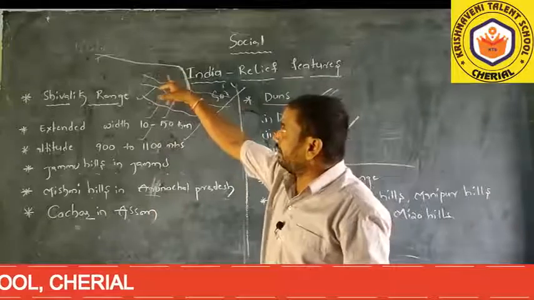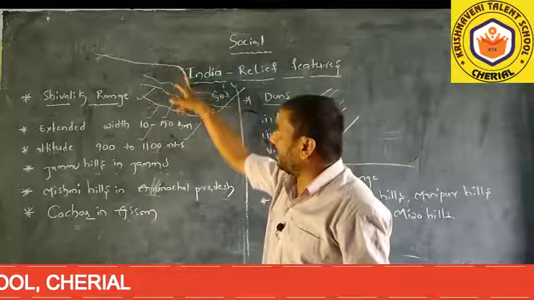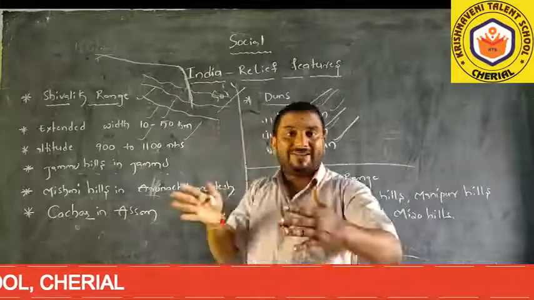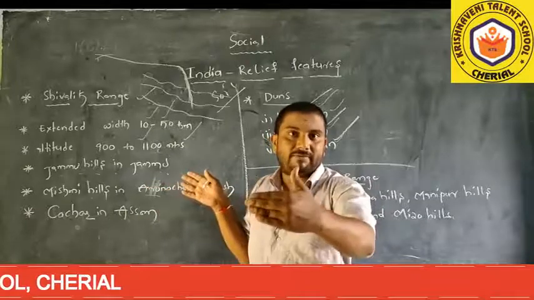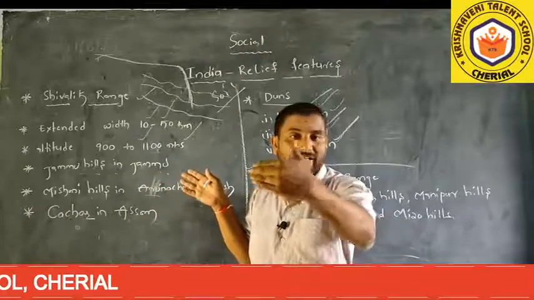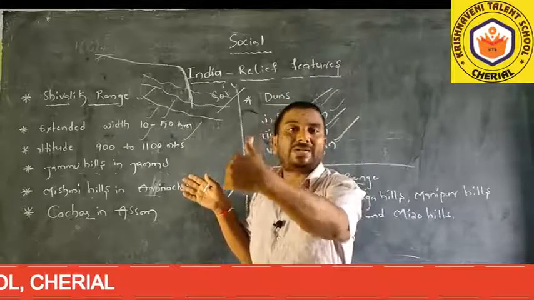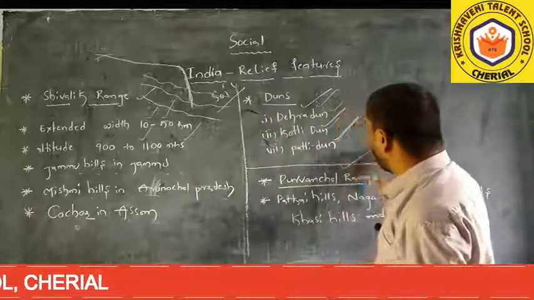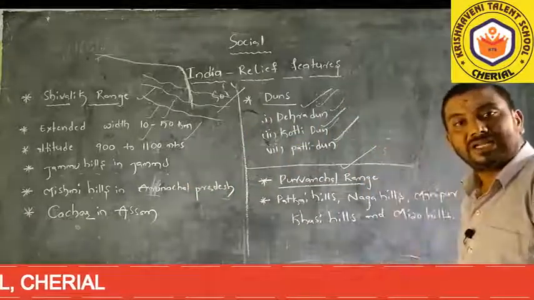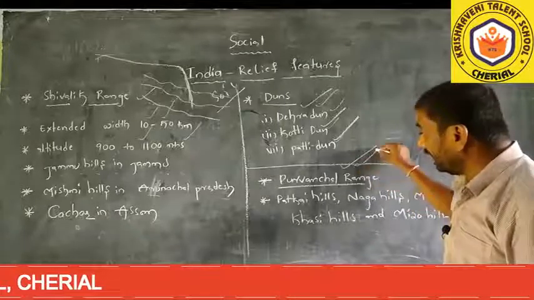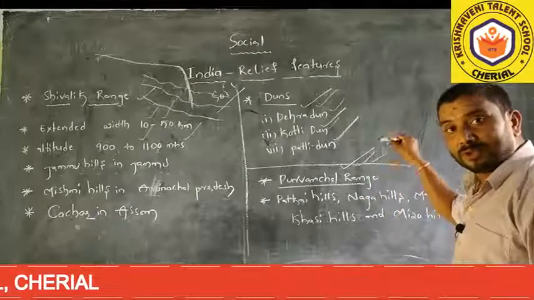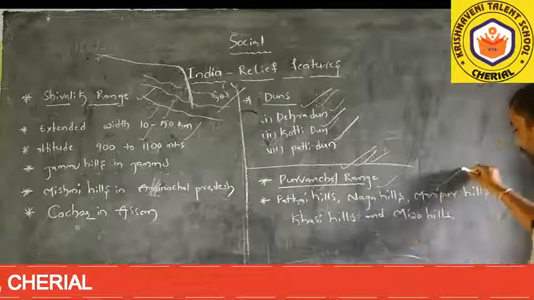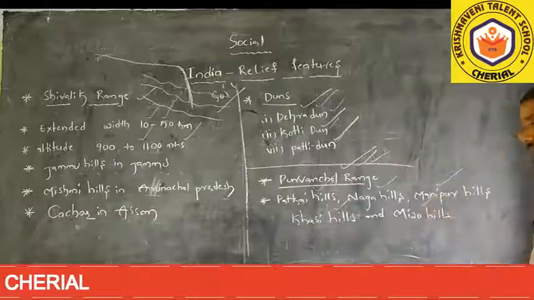When the Himalayan mountains come to the east, they take a hairpin bend and run towards the eastern states. In the eastern states there are many divisions. These divisions are called the Purvanchal range. The Purvanchal range consists of many hills. What hills? Patkai hills, Naga hills, Manipur hills, Kashi hills, Mizo hills.